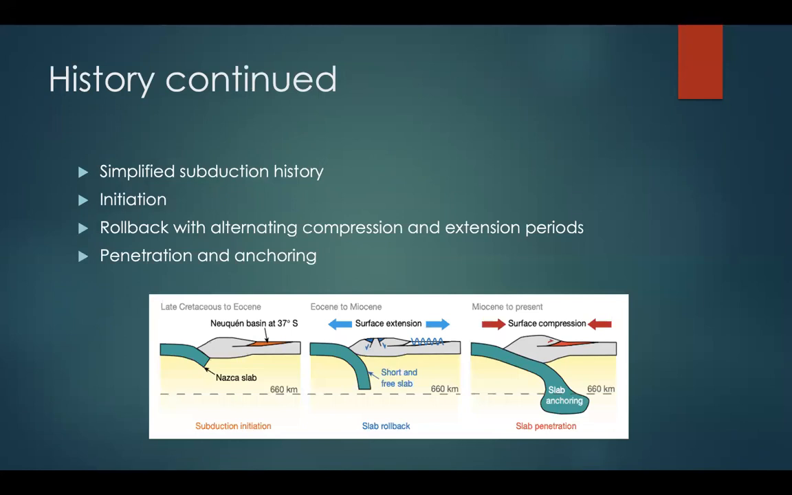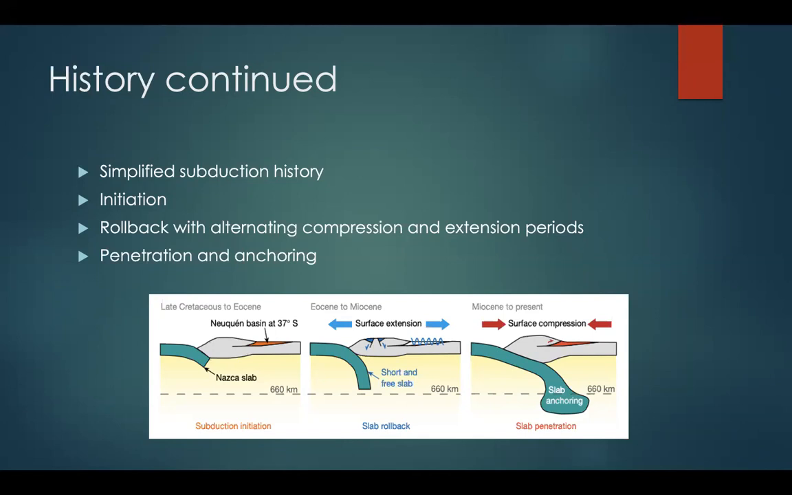Chen and co. created a model, as seen in this figure here, which provides a simplified history of the subduction system. As you can see, the subduction initiation occurs between the late Cretaceous and the Eocene. The slab enters the upper mantle at a neutral slab dip. Between the Eocene and the Miocene, the entire plate margin has started the process of initiation and is now entering the stage of slab rollback.